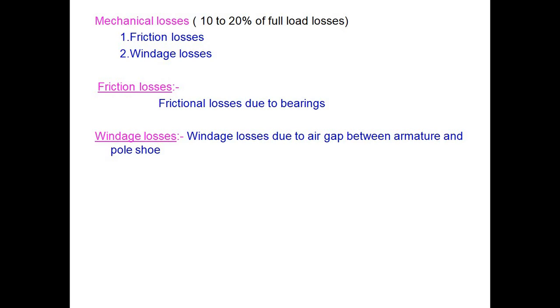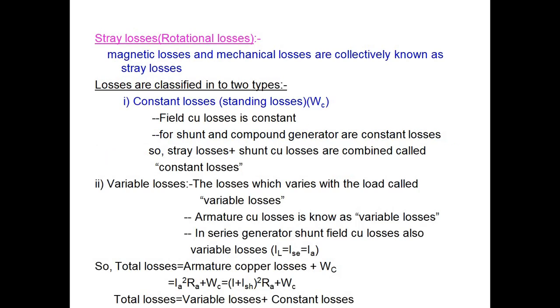Mechanical losses are 10 to 20% of full load losses. First point, friction losses. Second point, windage losses. Friction losses are due to bearings. Windage losses are due to the air gap between armature and pole shoe. Stray losses, rotational losses: magnetic losses and mechanical losses collectively are known as stray losses.